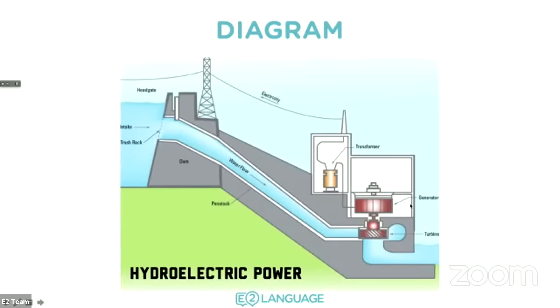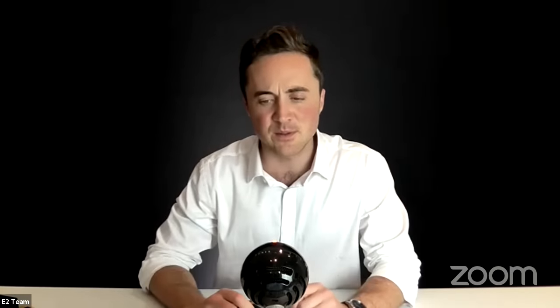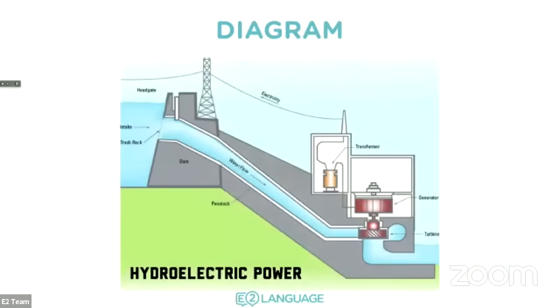Okay, let's try the diagram. With this one, it's a process. It's a diagram. So we need to talk about first this happens, then this happens, followed by this, and finally this happens. Now, I actually don't think this is a great diagram to do this with, but nevertheless, let's just try. Let's just practice.